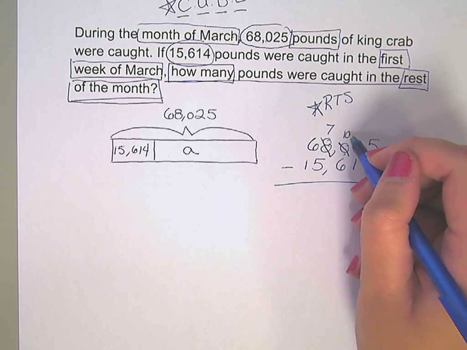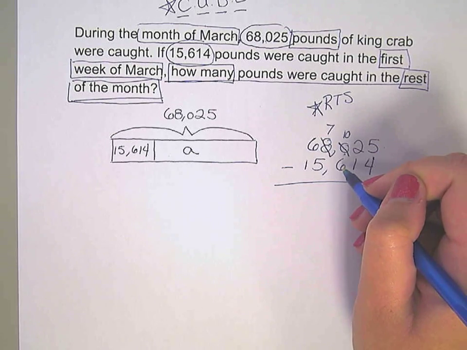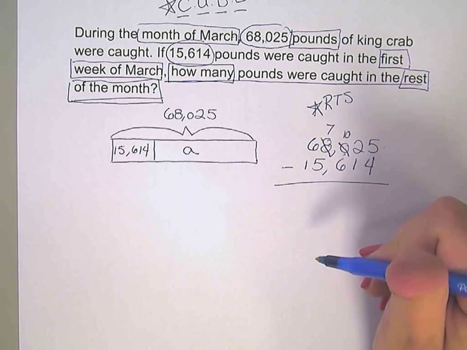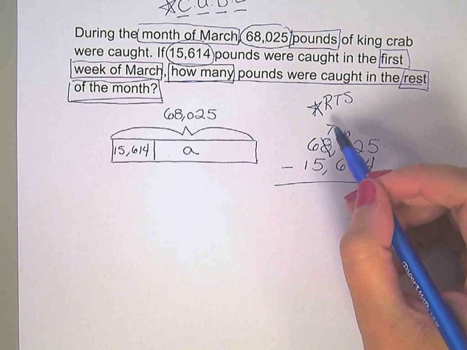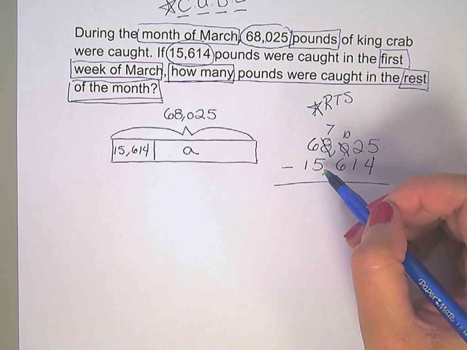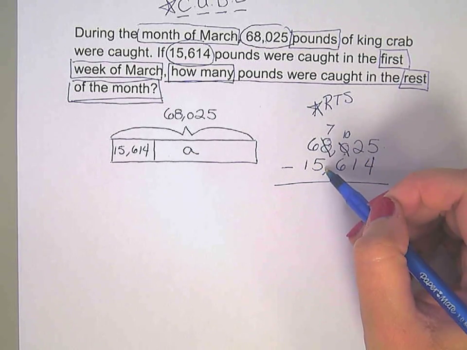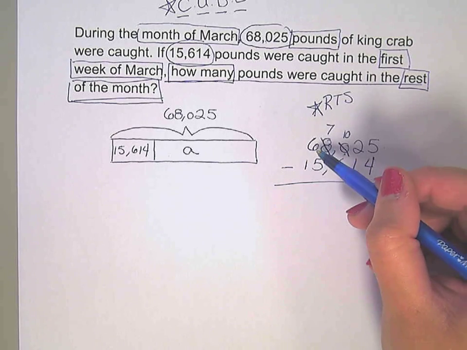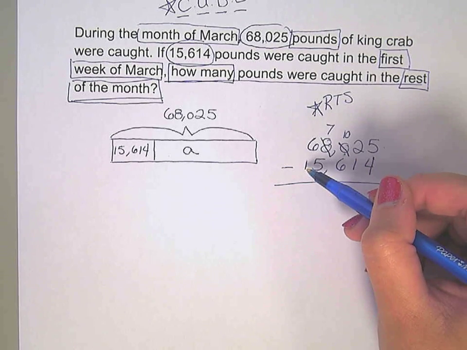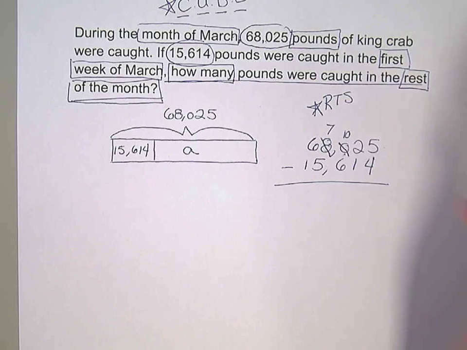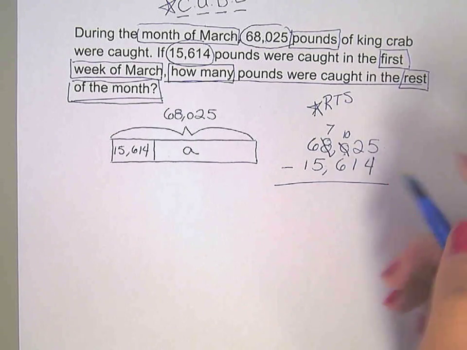Now, hundreds. 10 hundreds, take away 6 hundreds. Am I ready to subtract? Yes, that's good. Now my thousands. 7 thousands, take away 5 thousands. Ready to subtract? Yes. 10 thousands. 6 ten thousands, take away 1 ten thousand. Yes, ready to subtract. Now I can start my answers.